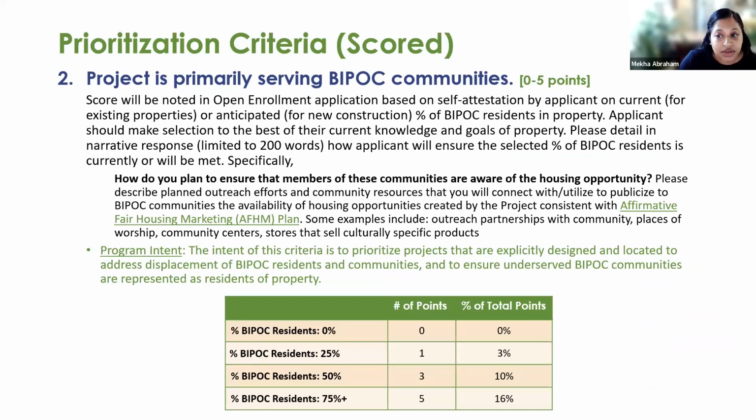Criteria number 2 looks at how the project will serve BIPOC communities. And the score will be noted in application based on self-attestation by the applicant on the current percent of BIPOC residents for existing properties or anticipated percent of BIPOC residents for new construction. Applicants should make the selection to the best of their current knowledge and goals of the property and provide a brief narrative response on how you will ensure the selected percent of BIPOC residents will be met. And the intent of this criteria is to prioritize projects that are explicitly designed and located to address displacement of BIPOC residents and communities and to ensure underserved BIPOC communities are represented as residents. Depending on the percentage of BIPOC residents in the property, as shown in this table, a project can be eligible for up to 5 points.